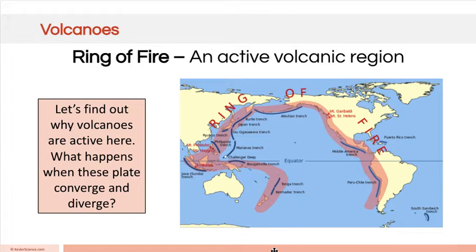You guys know the Ring of Fire is an active volcanic region. Kind of have the ring here. Remember, it kind of looks like a duck too. See its little beak there. California's over here. Alaska's up here.